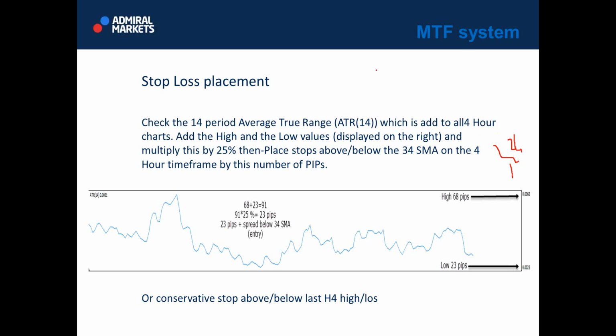Or you can go conservatively. Let's say you made an entry here and your last swing high, because you want to go short, is here. So you need to place 5 pips above the last swing high.